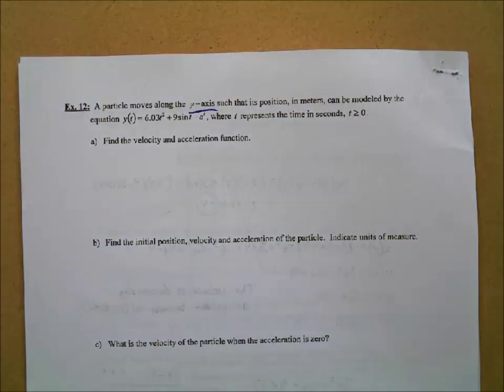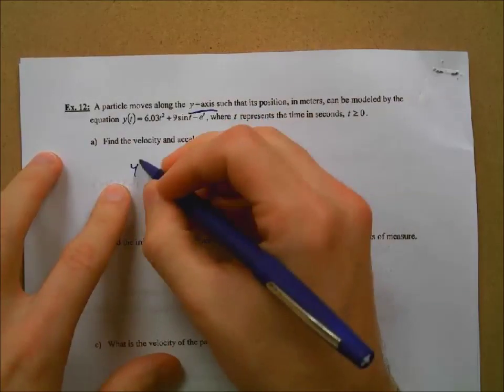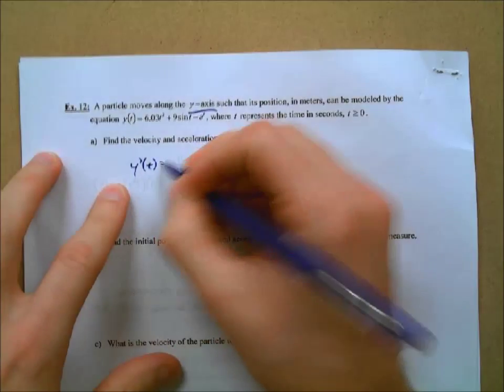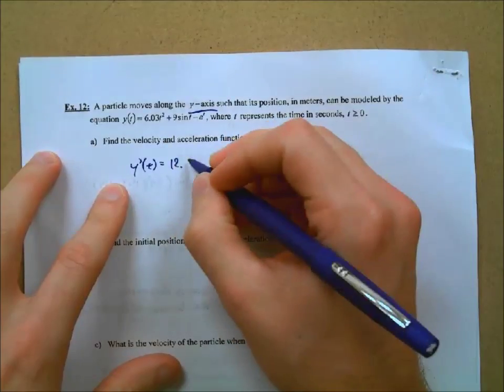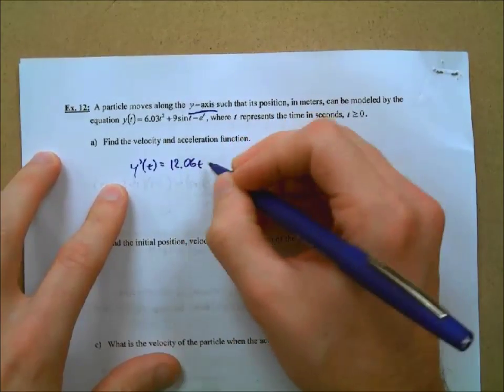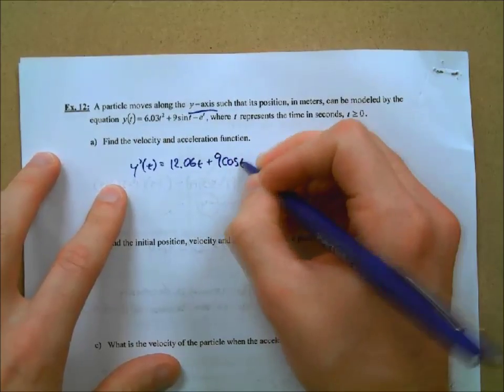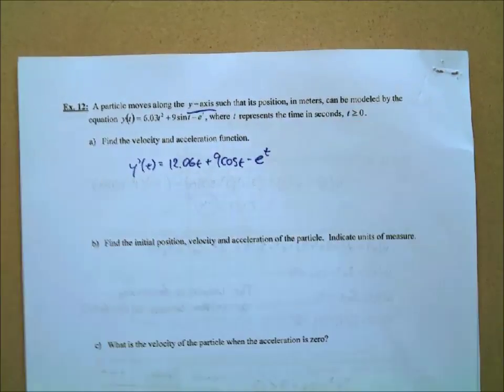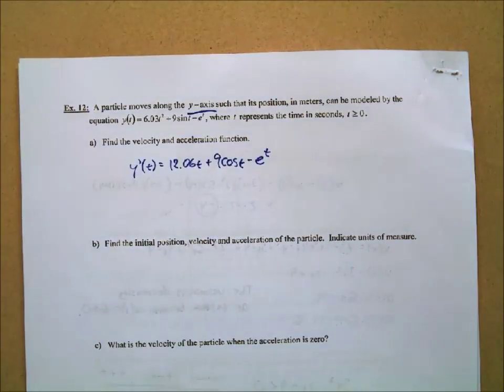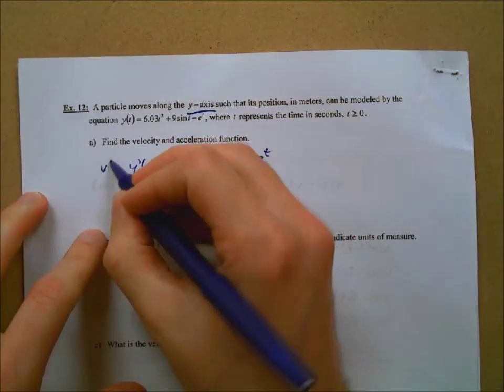Okay, so we can actually do this without our calculators, right? So we'll do that here real quick. So y prime of t is going to be what? 12.06 t plus derivative of sine is cosine, so 9 cosine t, and the derivative of e to the t is e to the t. So there's the y prime of t. I'll say that's v of t as well, equal to that.